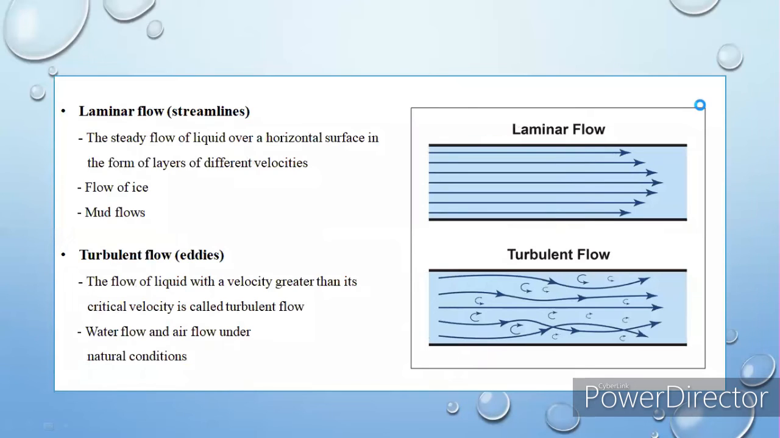Fluids in motion display two modes of flow depending upon the flow velocity, fluid viscosity, and roughness of the bed over which flow takes place. These are laminar flow and turbulent flow.